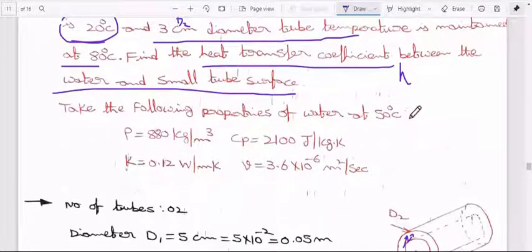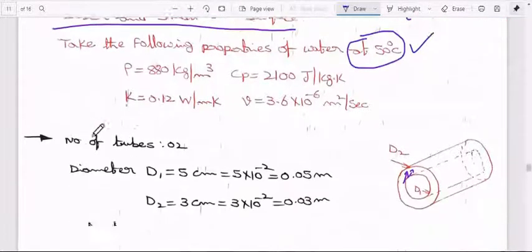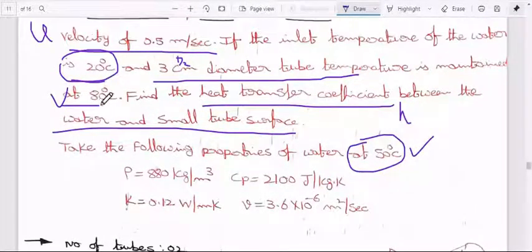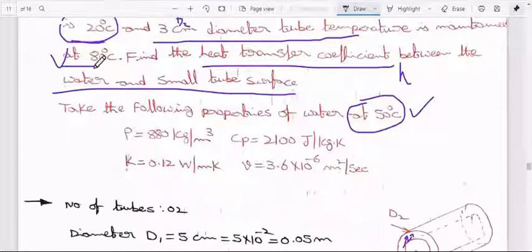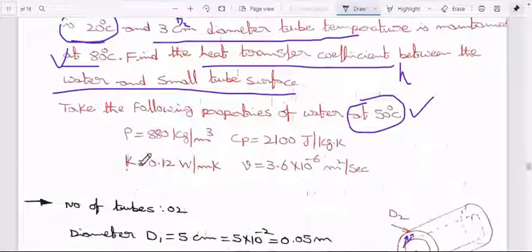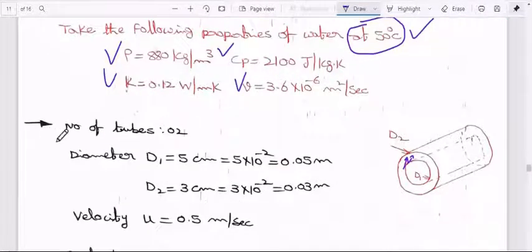Here the property values are given. Take the following properties at 50. This is the bulk mean temperature value, and I am cross checking this equation. The inlet and outlet temperatures are 80 and 20, so 80 plus 20 by 2, that means 100 by 2, equal to 50. These are the water properties: density, Cp value, K value, and V is mentioned in the question.